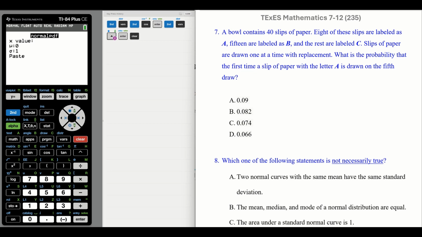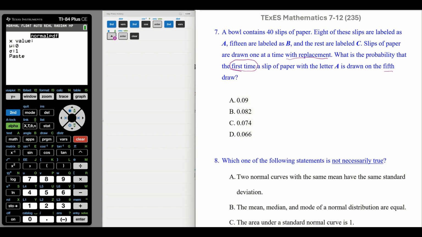Number 7. A bowl contains 40 slips of paper. 8 of these slips are labeled as A, 15 are labeled as B, and the rest are labeled C. Slips of paper are drawn one at a time with replacement. That's very important. What is the probability that the first time a slip of paper with the letter A is drawn is on the 5th draw? Please notice, we do not have a number of trials.